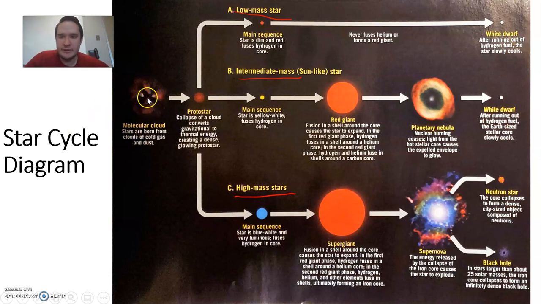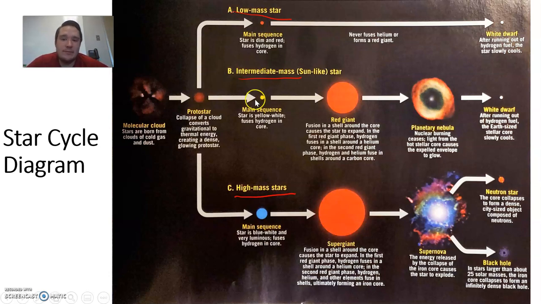So all stars begin as a molecular cloud. Stars are born from clouds of cold gas and dust. And we have our protostar. This is where it'll determine if it's a low mass star, an intermediate mass, or a high mass. It'll be at this stage right here because protostar, the collapse of a cloud converts gravitational energy to thermal energy, creating a dense glowing protostar.